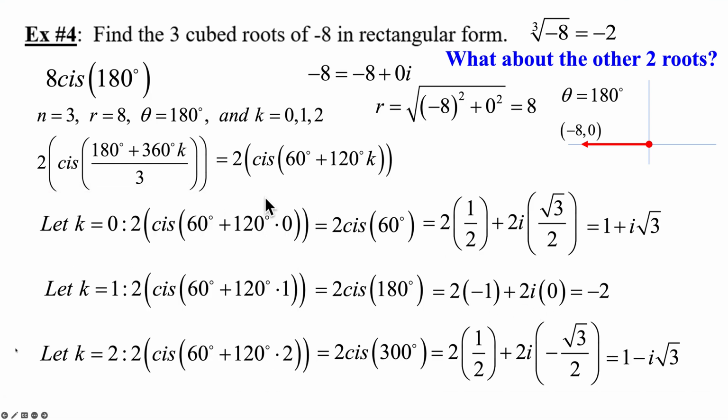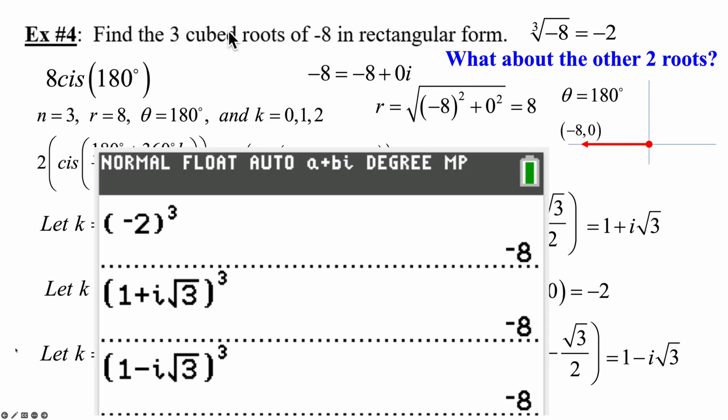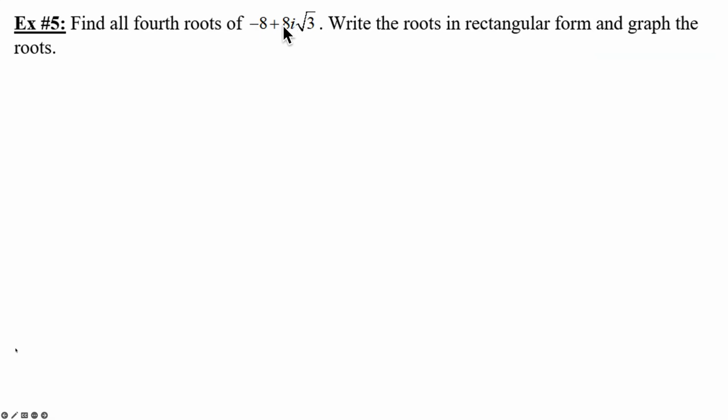All right. Okay, and the last example, example 5: find all fourth roots of -8 plus 8i square root of 3. Write your roots in rectangular form. We're not going to worry about graphing the roots; that's just basically putting them in the appropriate quadrant. So again, -8 plus 8i square root of 3, we need to know our x, -8, and our 8 square root of 3, that's our y coordinate. This is going to start us off in quadrant 2. So that's where my theta is at.